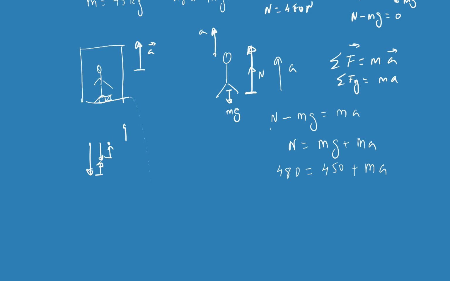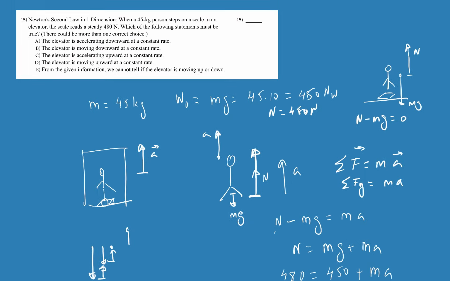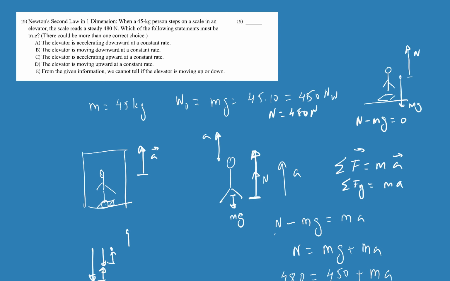So 480 minus 450, this is 30, equal to ma, but m is 45 kilograms. So this is the acceleration that produces a change of 30 newtons in the normal force. Okay, and the problem is solved. And now let's see what it is asking. Which of the following statements must be true?